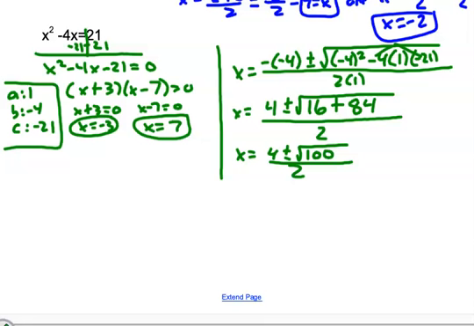Again, every time, if you get a perfect square right here, it makes the math nice, but it also tells you we could have factored this like I already showed you that we did. Okay?